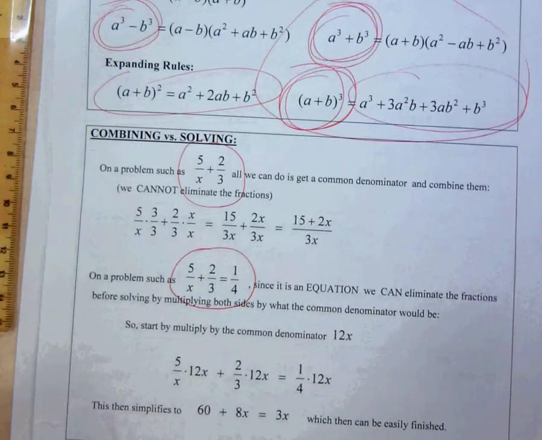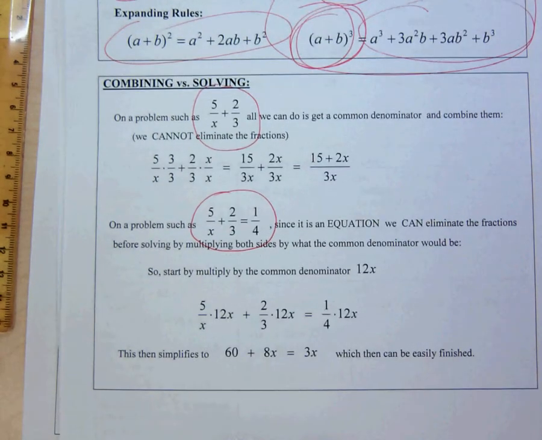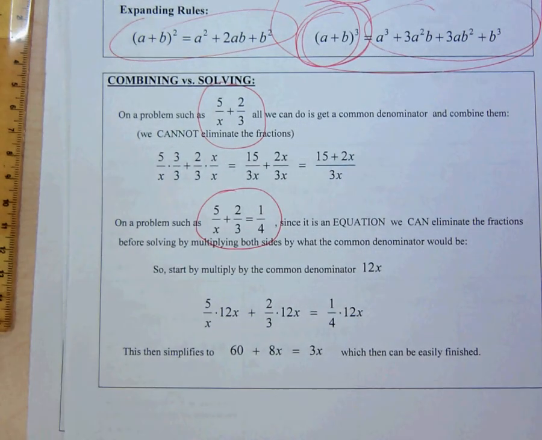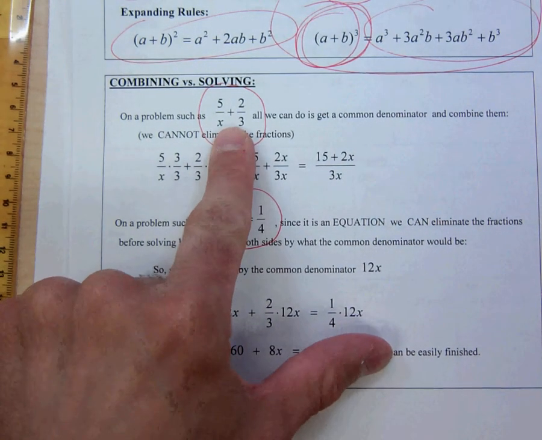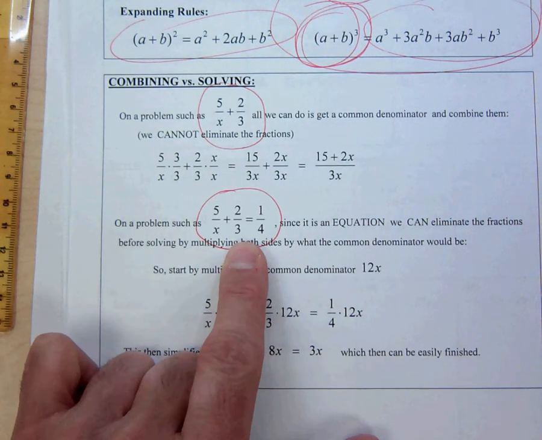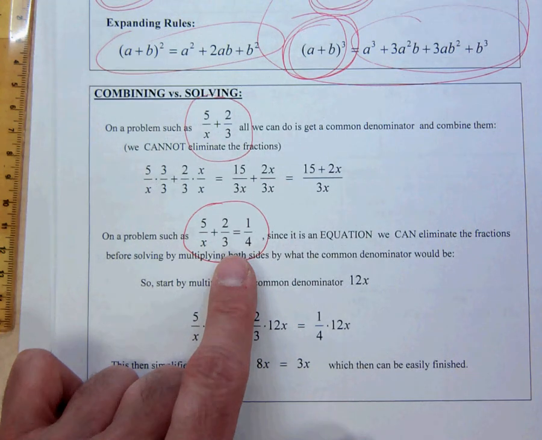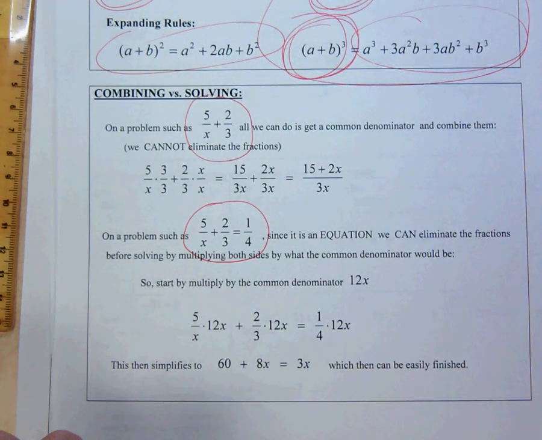All right, so these are all things you need to know. What's the difference between these two problems? Look at them. What's the difference? This is just adding 2 fractions. This is actually solving an equation. So even though they look very similar, the way you approach them is going to be different. Okay? All right, let's look at the first one.